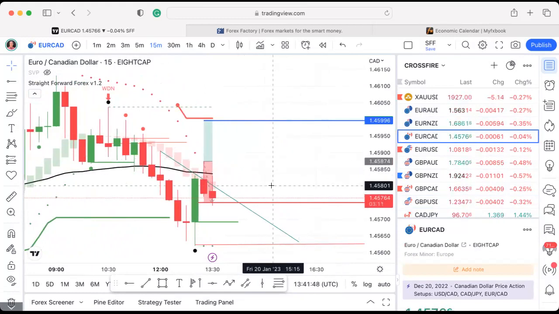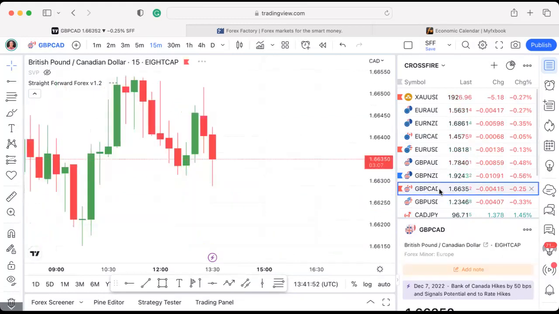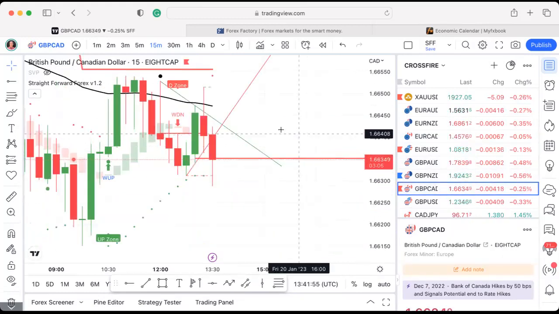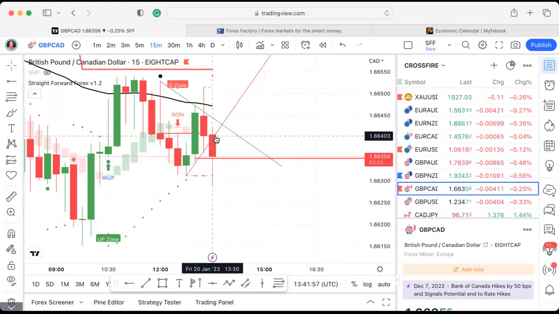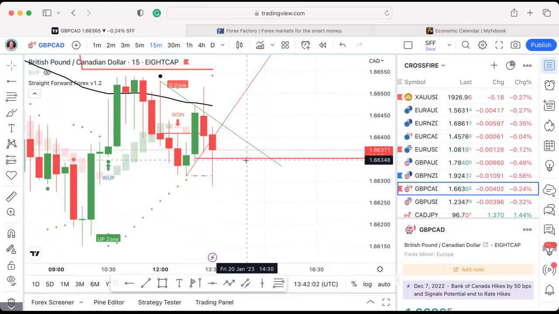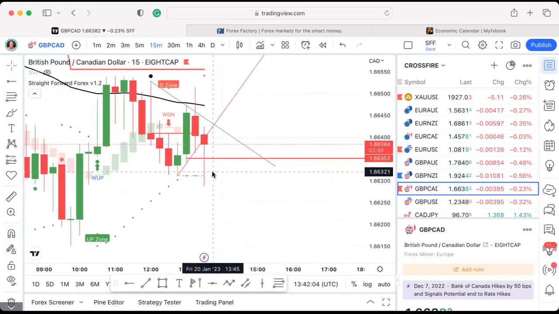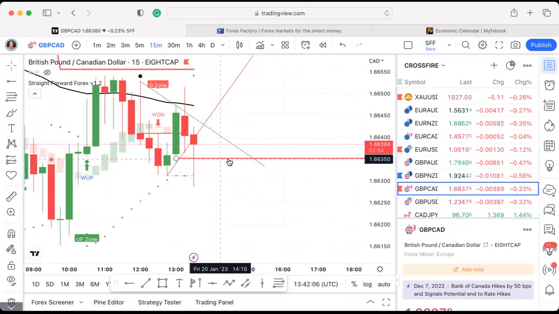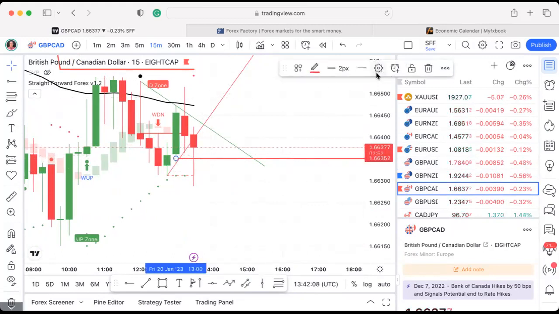Yeah, that one went wrong. GBP card. Now that's dropped below the red sell line. That was where I was considering getting in for a buy. That was going to be my stop loss. So I'm going to get rid of that one.